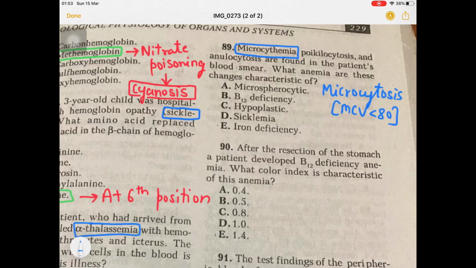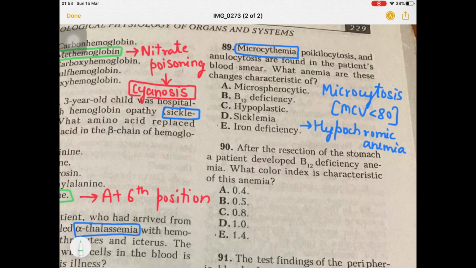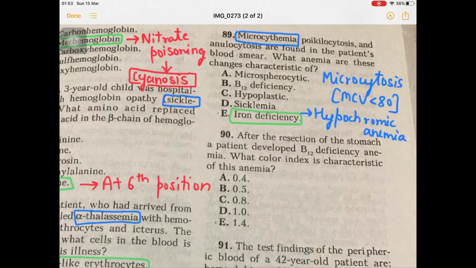Okay, and which kind of anemia are they talking about? Yes, this is an example of hypochromic anemia, which means that the color index is less than 0.85. And which kind of anemia are they talking about? Yes, you already know, that is iron deficiency anemia, right? Moving on to the next one, question number 90.